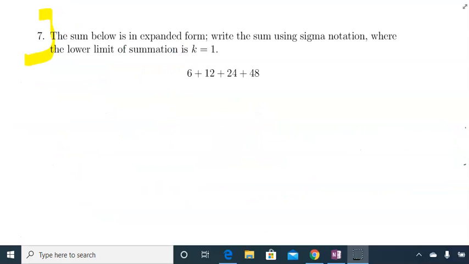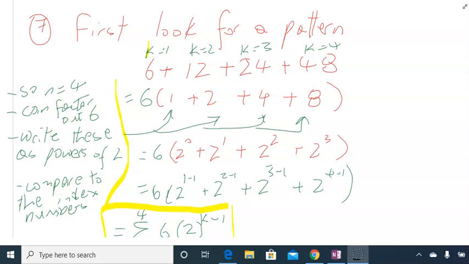Let's try another problem. The sum below is in expanded form. Write the sum using sigma notation, where the lower limit of the summation is k equals 1. Now what we want to do here is look for a pattern in these numbers and then write that pattern as your formula. Okay, so let's go ahead and look for a pattern. We have the numbers 6 plus 12 plus 24 plus 48, right?